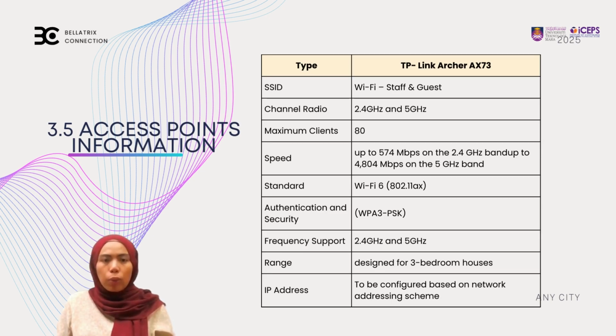Introducing our access point. We use the TP-Link Archer LX73, operating on both 2.4 GHz and 5 GHz channels with a maximum client capacity of 8.0. This is Wi-Fi 6, which is 802.11ax. The device offers impressive speeds, reaching up to 574 Mbps on the 2.4 GHz band and an outstanding 4,804 Mbps on the 5 GHz band.